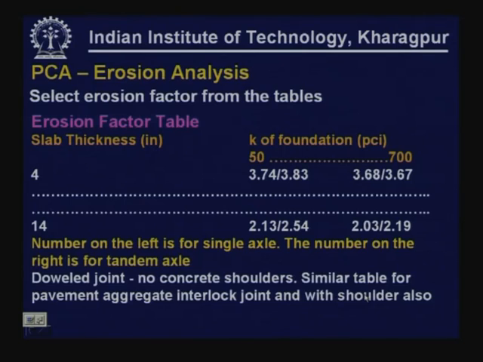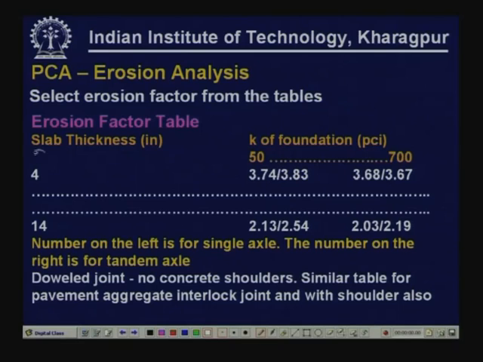Similar analysis can be done for erosion also. We have tables available in the PCA design procedure for finding out erosion factors. Again, these are functions of slab thickness and the K value of the foundation. So, here also we have different erosion factors for single axle and then tandem axle.